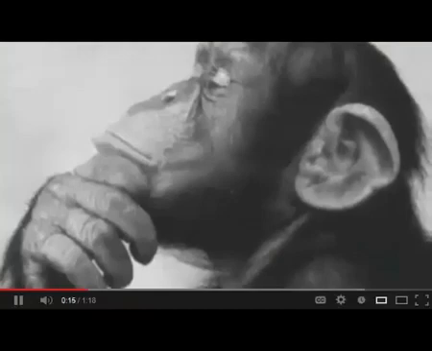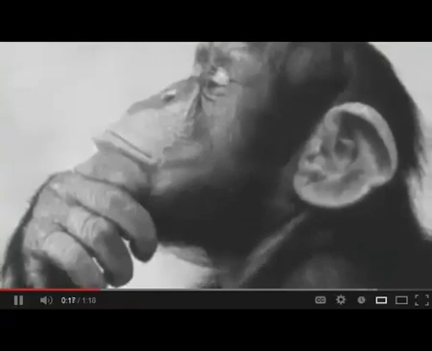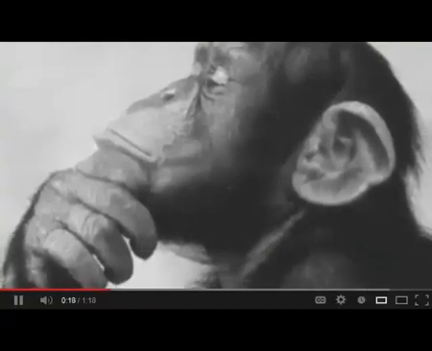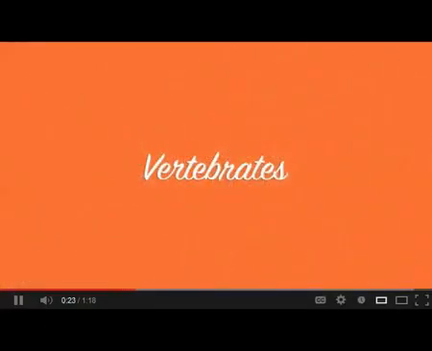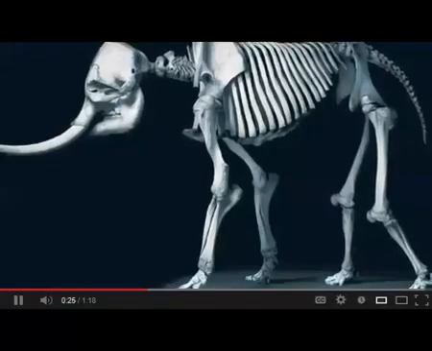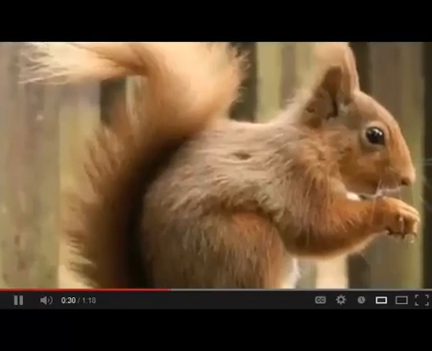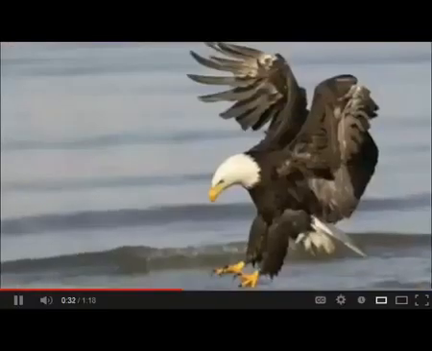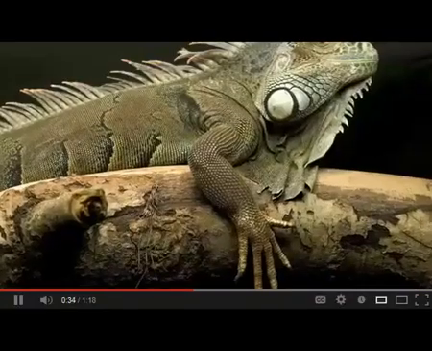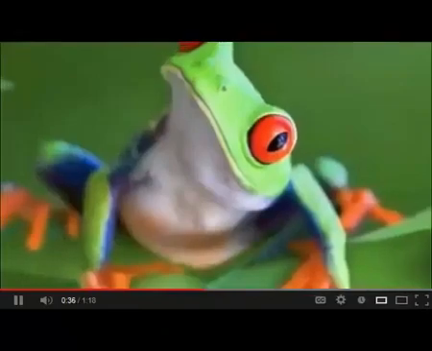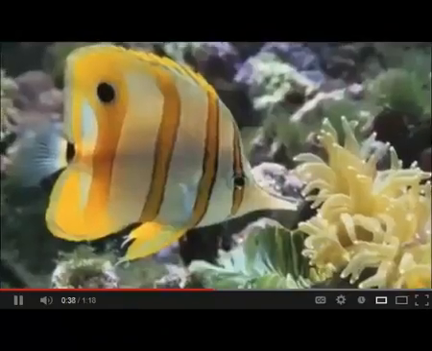Vertebrates and invertebrates. What are they? Vertebrates. Vertebrates are animals with an internal skeleton. These animals include mammals, birds, reptiles, amphibians, and fish.